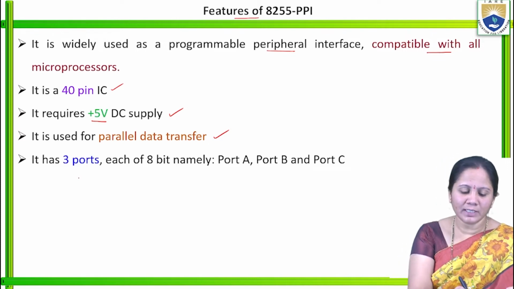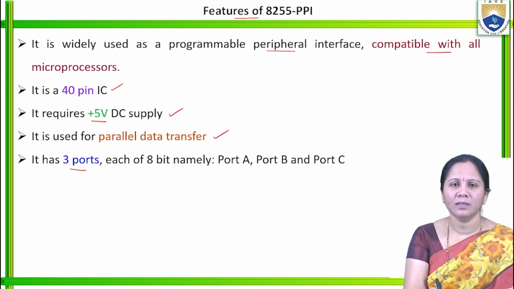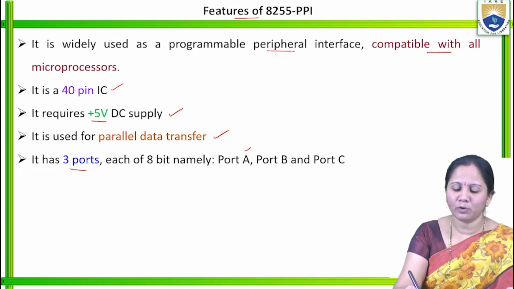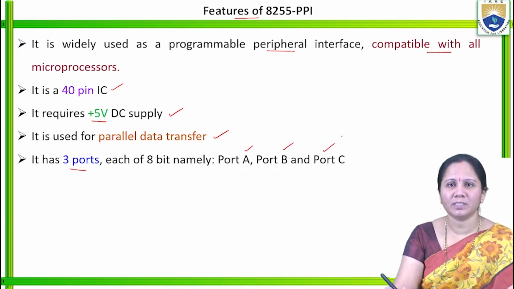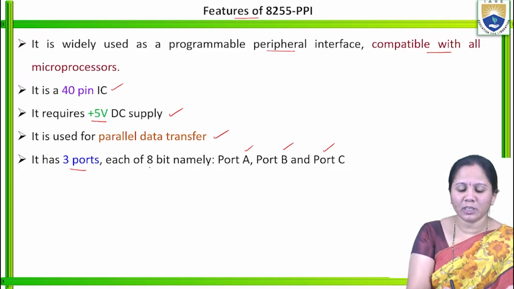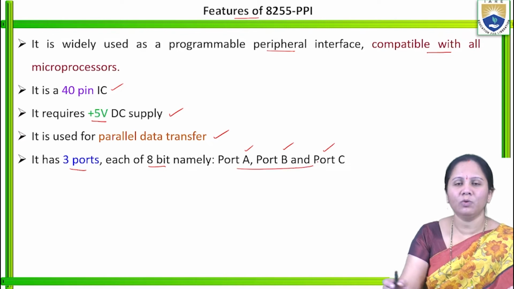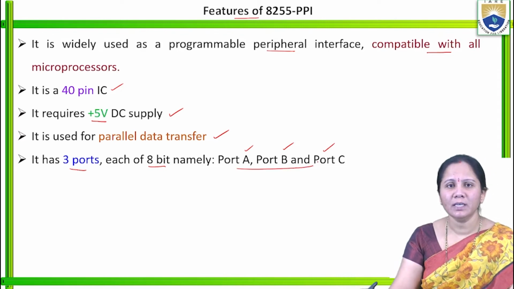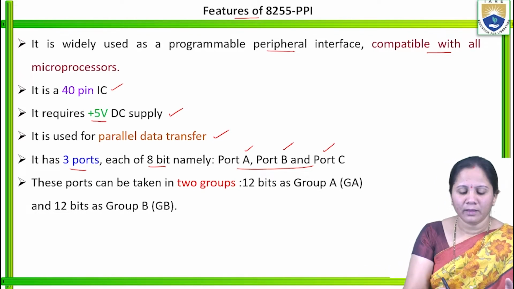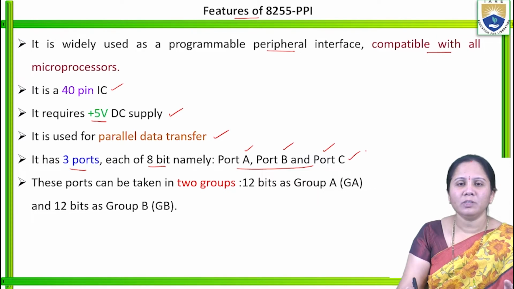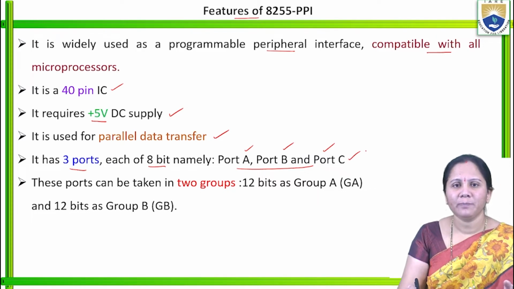Another feature is, it has 3 ports. The 3 ports are port A, port B and port C. Each port is 8 bits in size. By using these ports, we can connect the IO devices. Each port is an IO port. That means the same pin can be used as an input pin or also as an output pin.